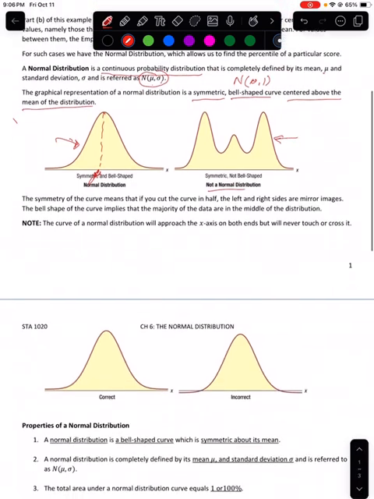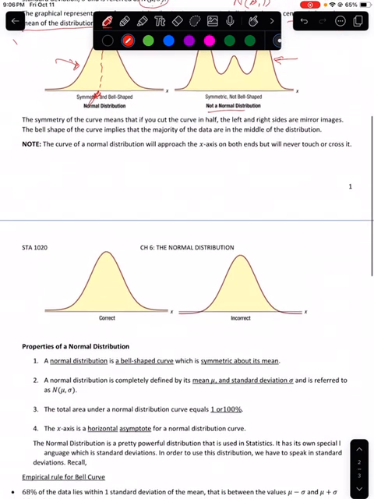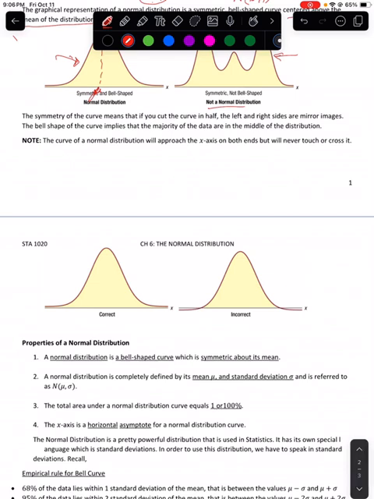Note that the curve of a normal distribution will approach the x-axis on both ends, but will never touch or cross it. This is something I mentioned the other day in the class. So you should not make it touch. Some people draw it like this, but it is actually not correct because you are showing that it is touching.